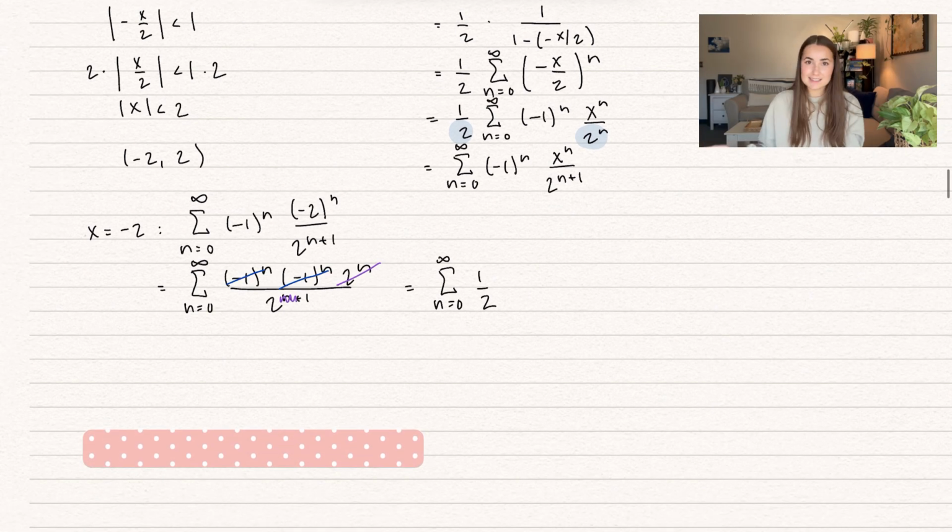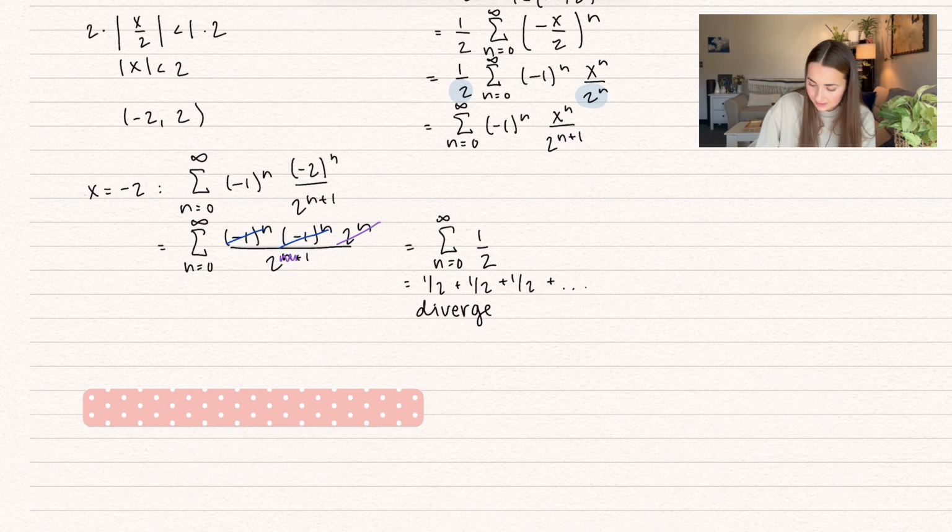So what is a summation of 1/2? Well, it just means that we are adding together 1/2 forever and forever. So if you think about it in terms of diverging or converging, this is going to diverge because we are forever adding 1/2. So at x equals negative 2, we're not going to include that endpoint because it diverges. And actually, if you were to plug in x equals 2, you would have a similar process.